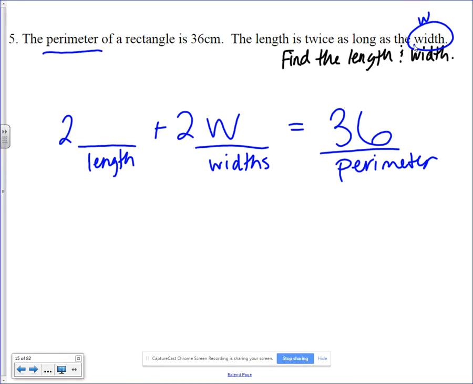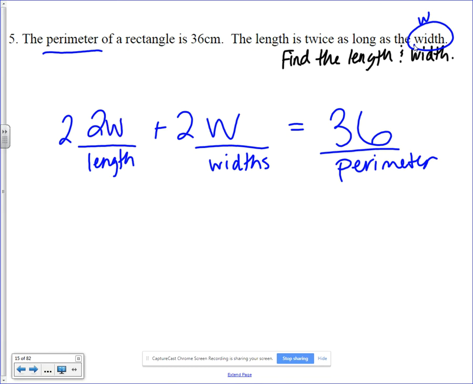How do I show twice as long as the width? Twice as long. Guys, what does twice mean to do? Times 2. So I need to take the width, and I need to multiply it by 2. Well, the width is W, right? So if I multiply it by 2, it's 2W. So I'm going to put a 2W in here.